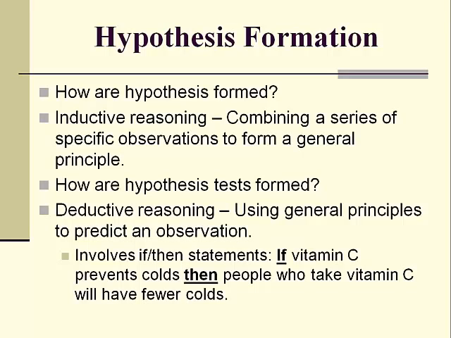So then we'd want to test that hypothesis. How do we test that? To test that, we use something called deductive reasoning. Deductive reasoning uses general principles to predict an observation. Let's stick with our example for a second. If males are brightly colored to attract females, then brightly colored males would be expected to attract more females than dull colored males.